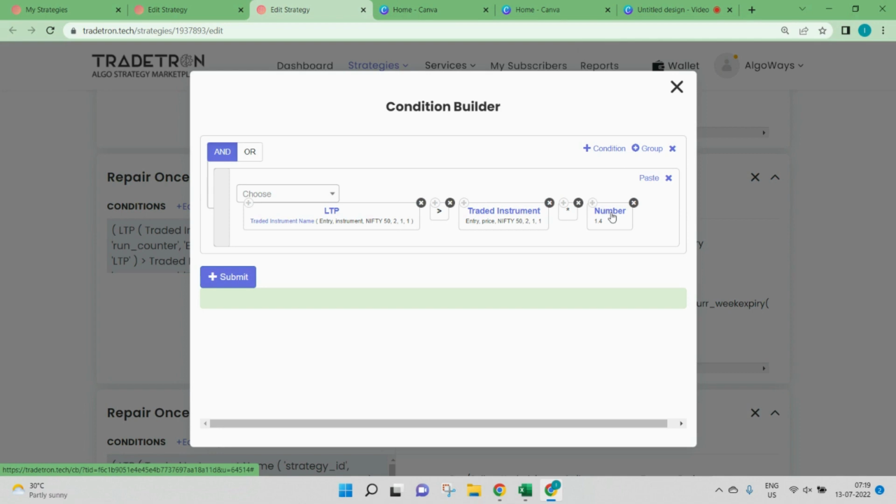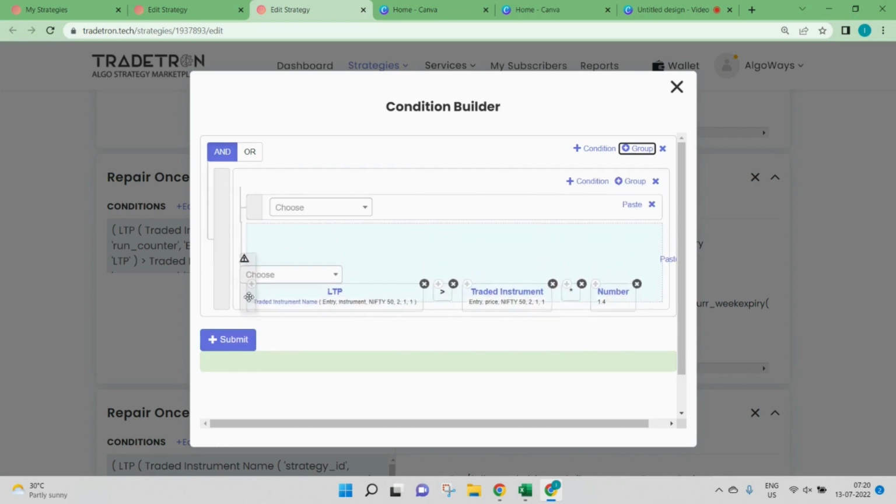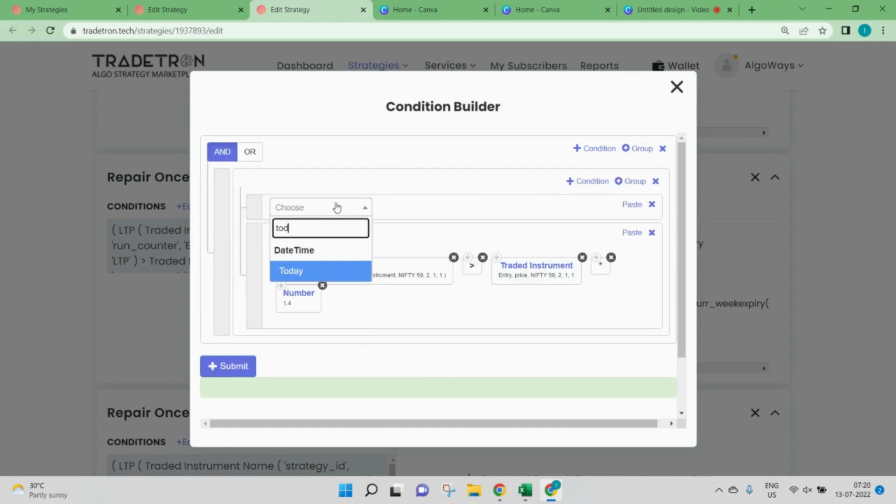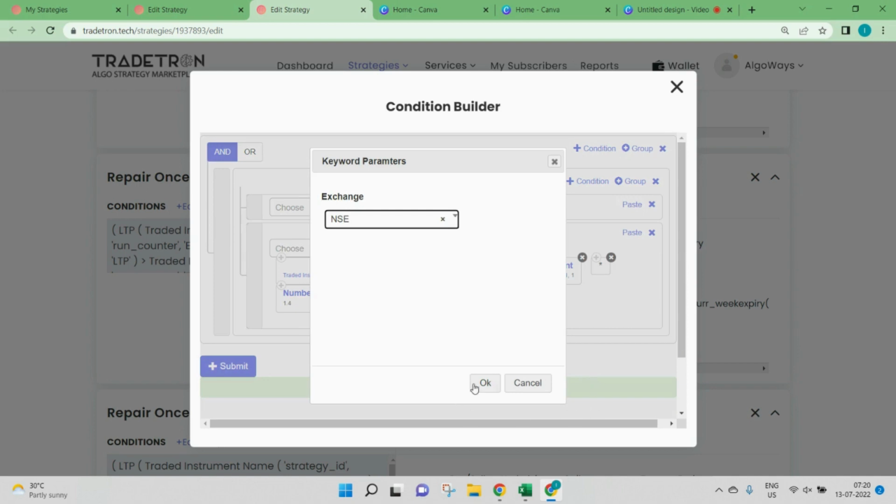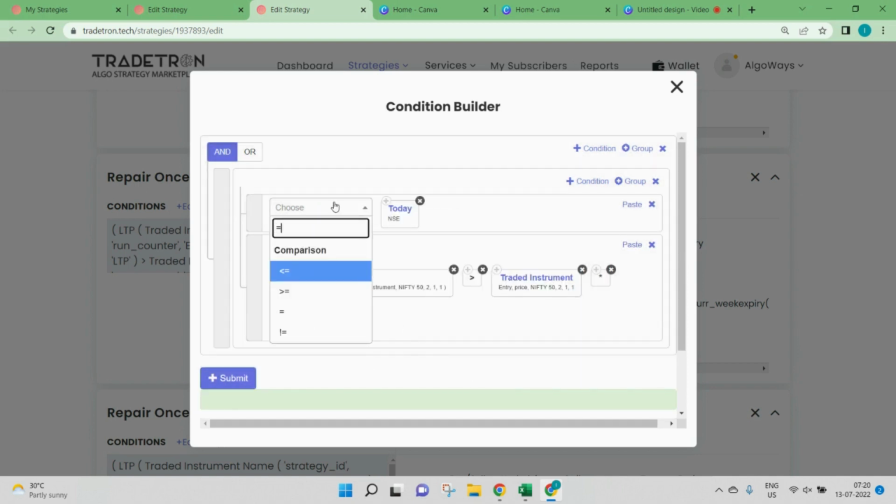And we know very well that if the strategy stays in the market on Thursdays, and if the market goes in range or decay happens, then that is the point where we have a high probability of making good money. So we can make a condition here that on non-expiry days it is 1.4, that is 40%, and on expiry days it is something else. Let me just create that condition here. So on expiry days, today is equal to, today is not equal to.